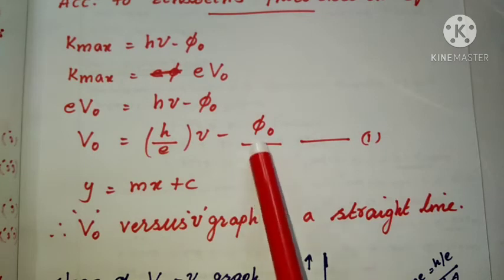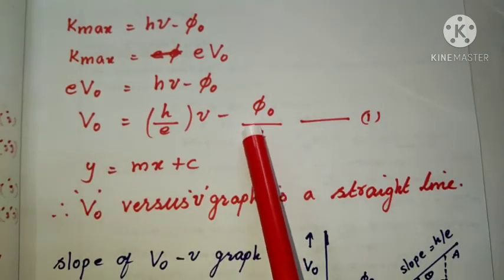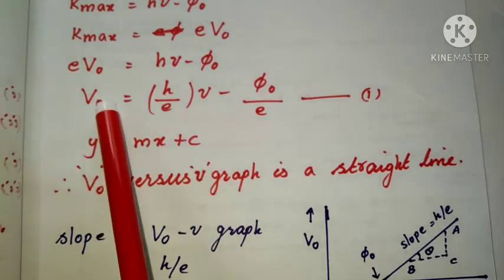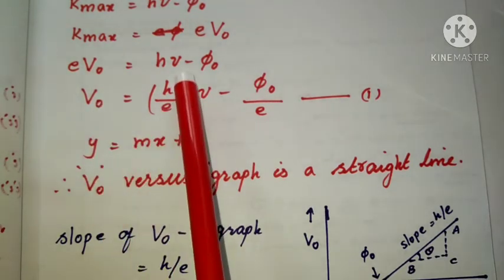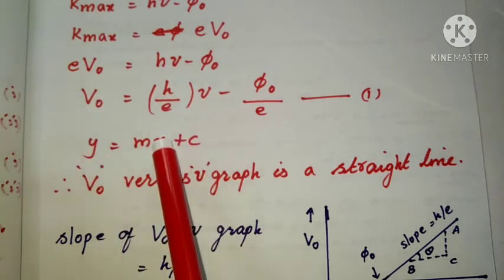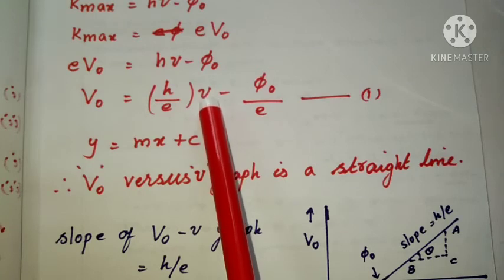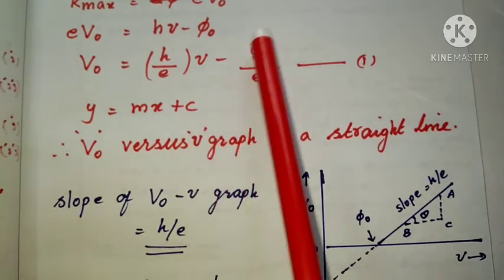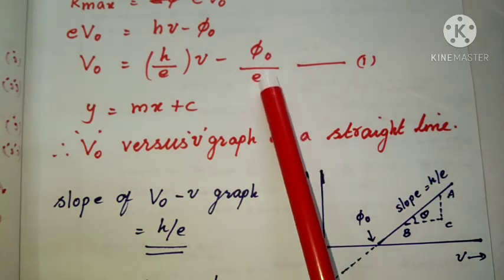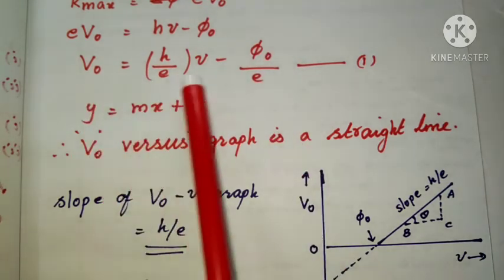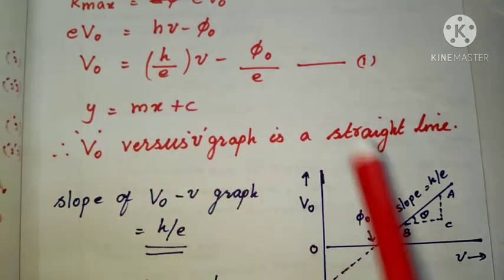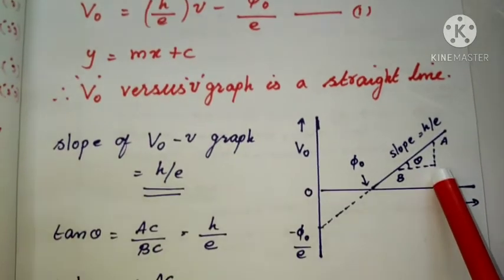This equation is similar to the straight line equation y equals mx plus c, where y represents V0, m represents h by e, which is a constant, and V0 is the variable. Then x represents nu, which is also a variable, and c represents minus phi 0 by e, which is also a constant. So the variable quantities are V0 and nu. When you draw the graph between V0 and nu, we get a straight line graph like this.